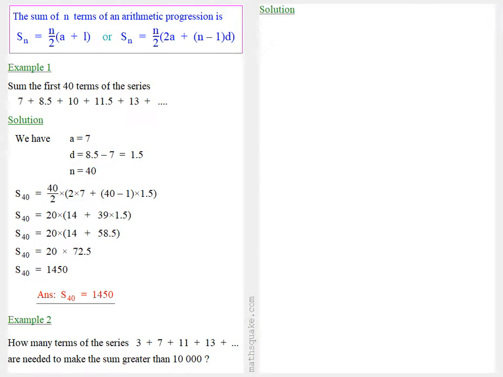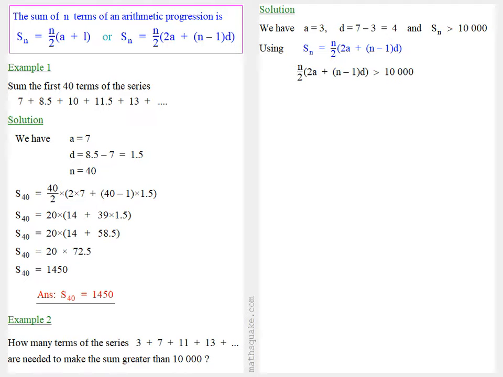To solve this, we have a is equal to 3, d is the difference between the first two terms, so that's 7 minus 3, which is equal to 4, and the sum of the terms is greater than 10,000. Now we can use our formula. The sum of n terms is equal to n over 2 into 2a plus n minus 1 d, and that is greater than 10,000. So if we double both sides, that gives us n into 2a plus nd minus d is greater than 20,000.